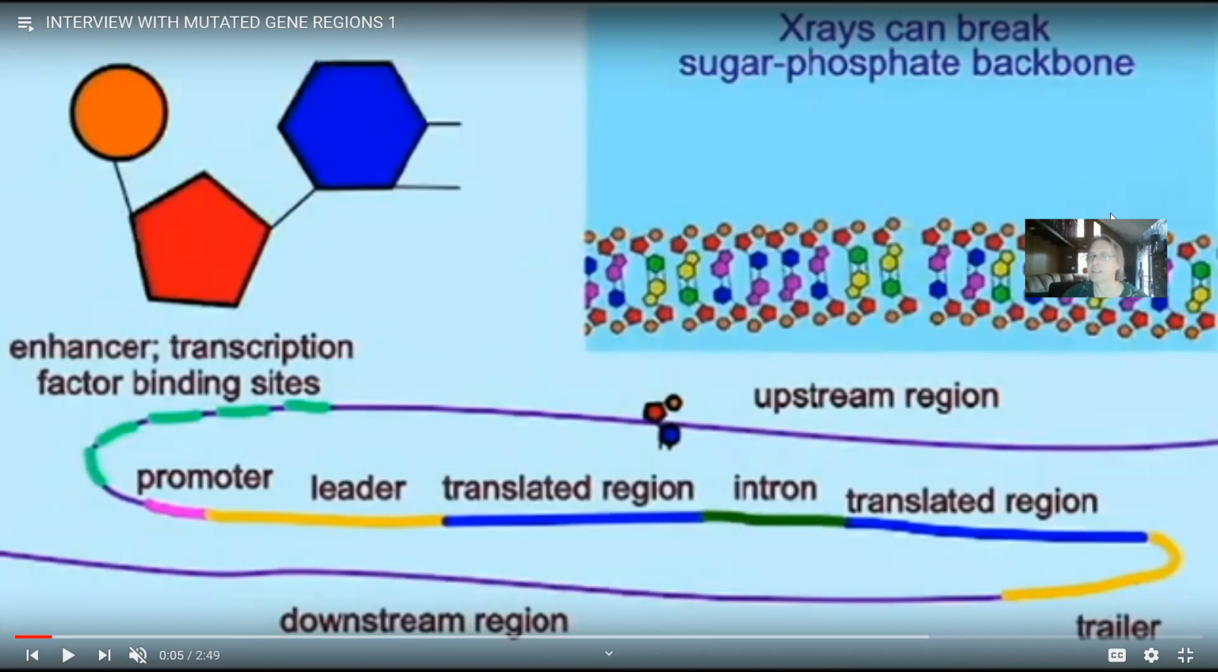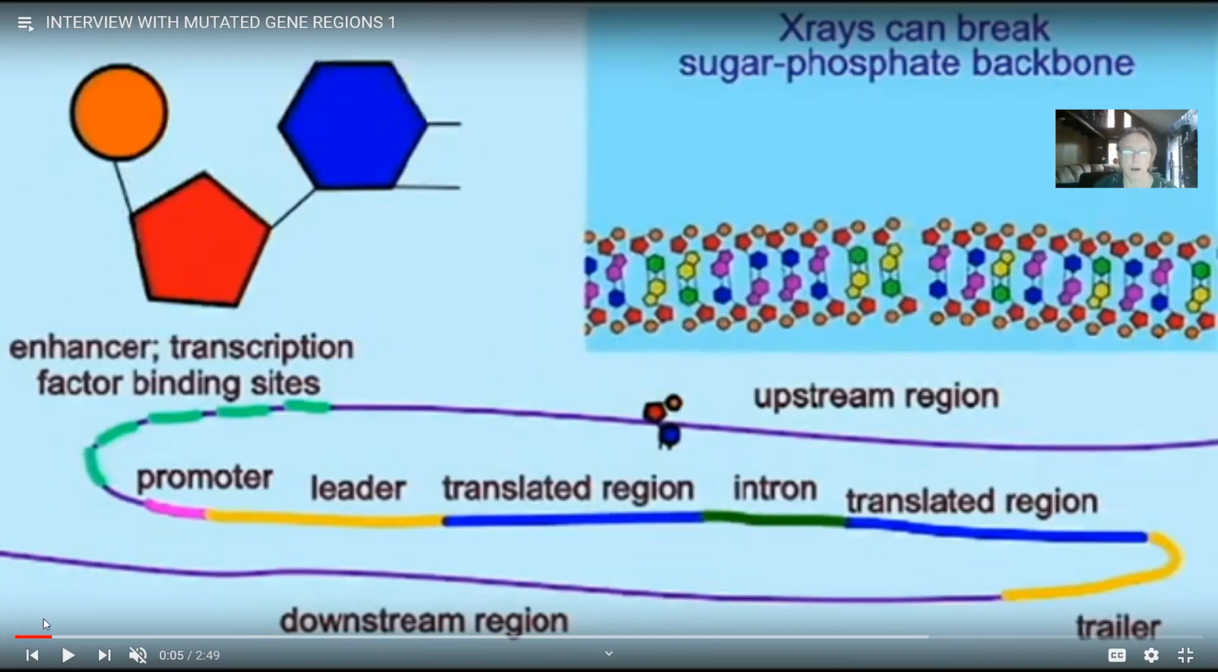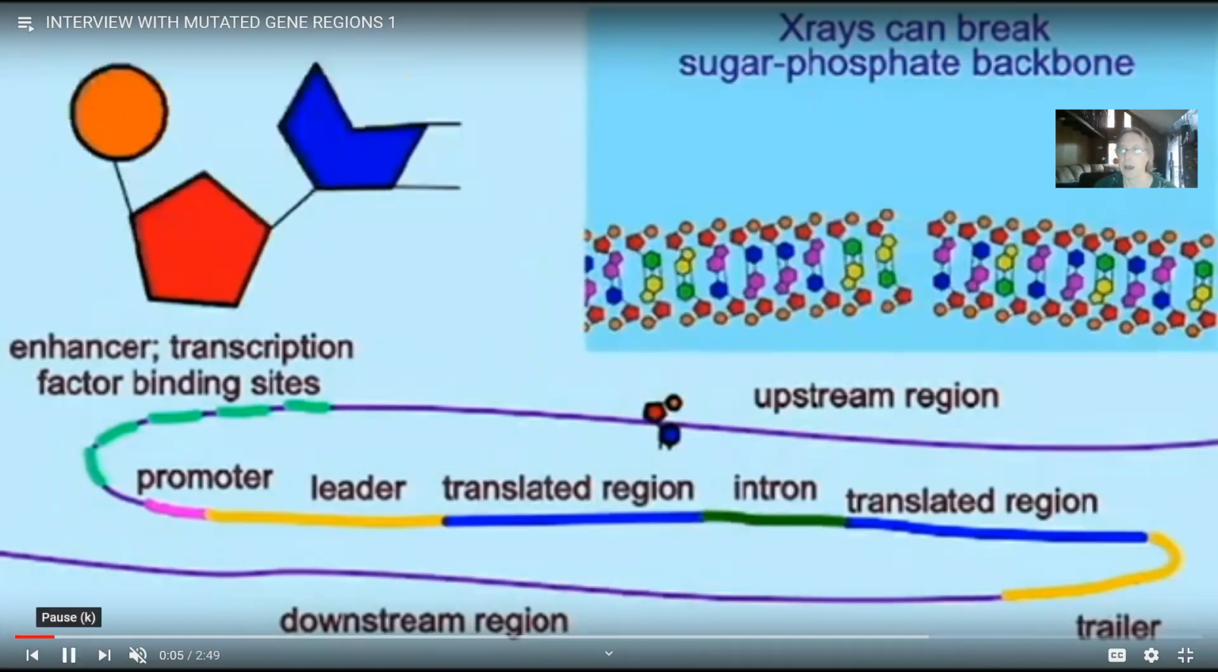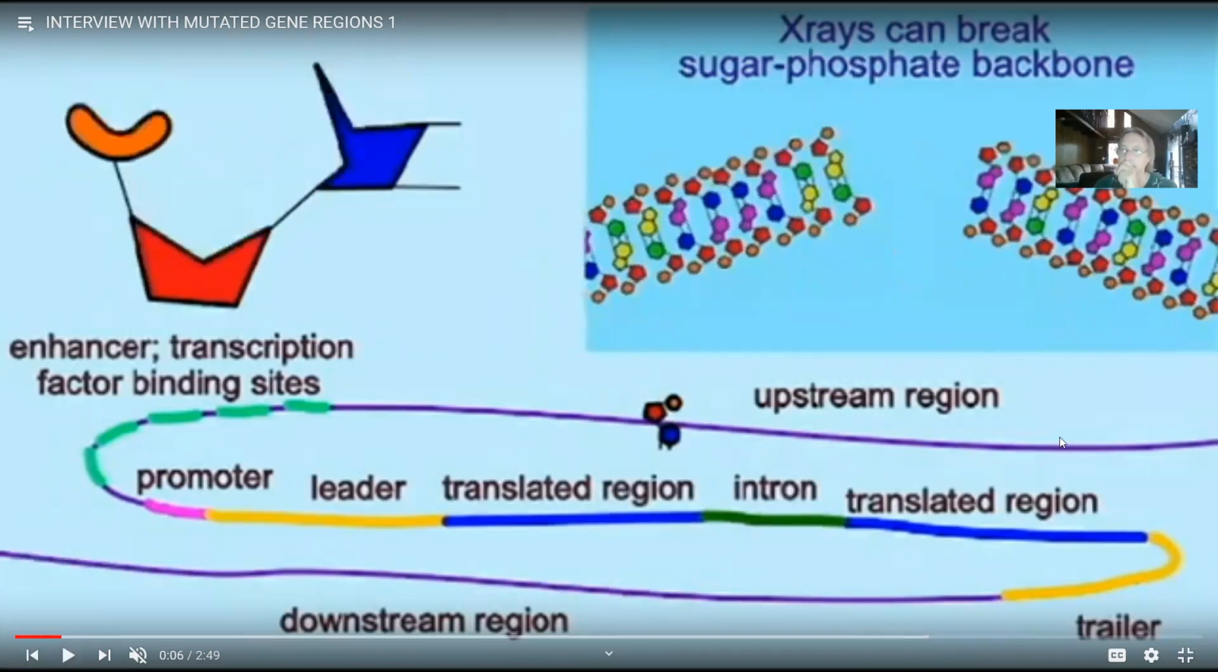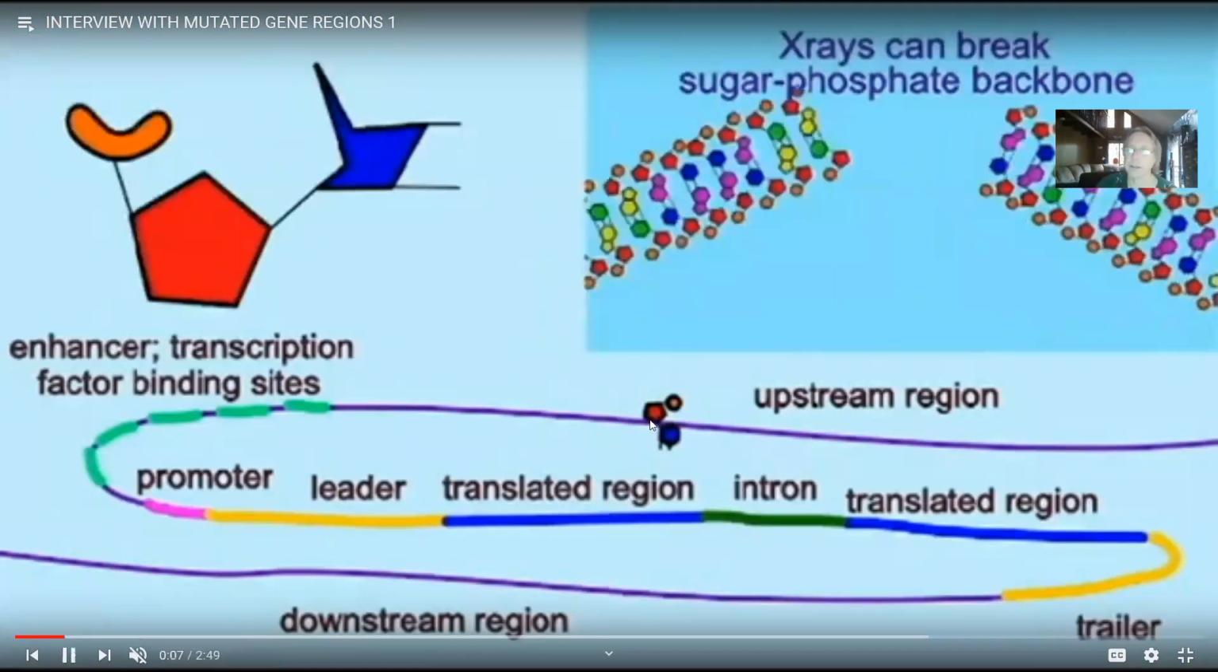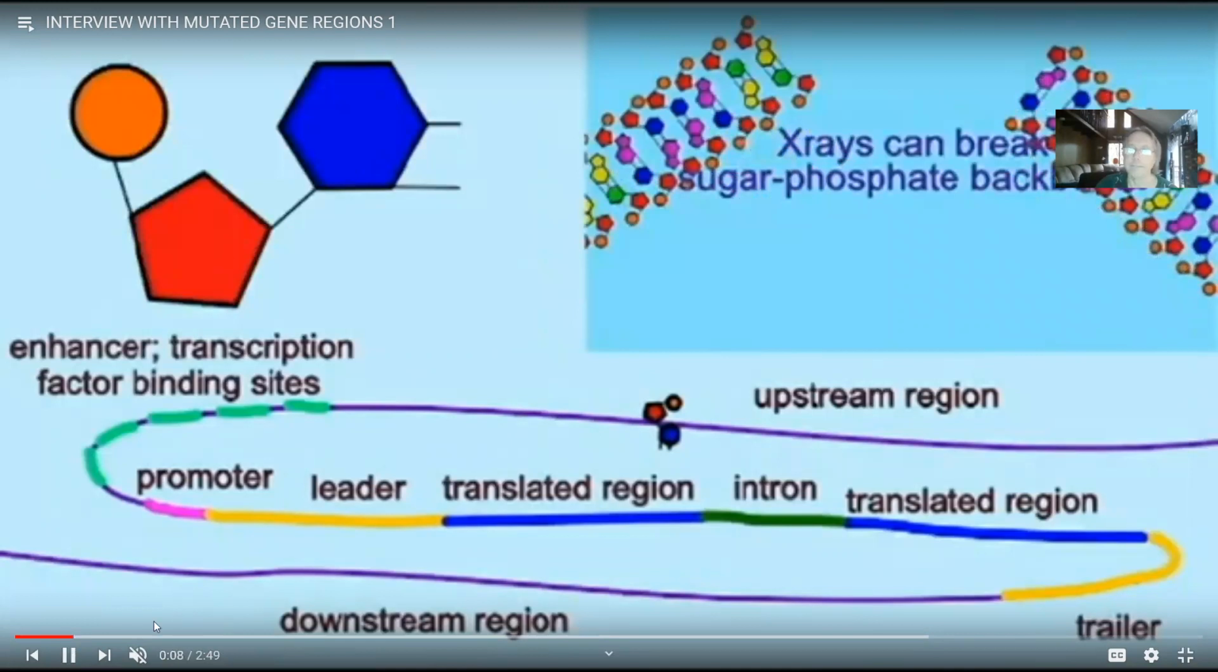But this then asks, all right, what would be the effect of different mutations? Well, where in the gene are they? So let's consider a gene. Here's the upstream region. Here's the enhancer area. Here's the promoter. Here's the leader sequence, the translated region, an intron, a translated region, a trailer, the downstream region. Let's say there's a mutation that occurs here in the upstream region. What effect might it have?